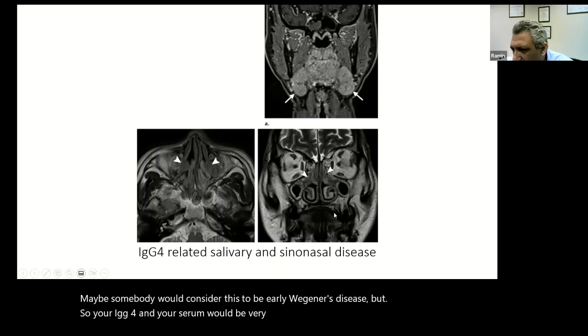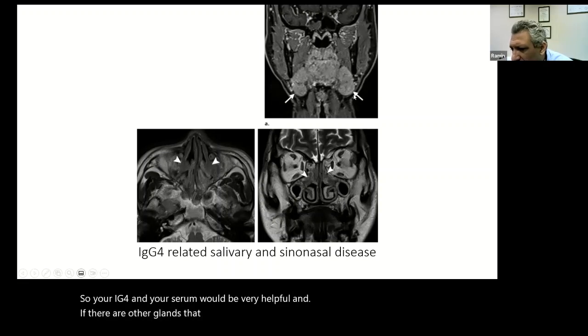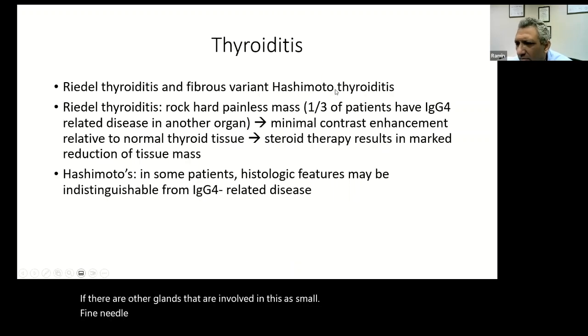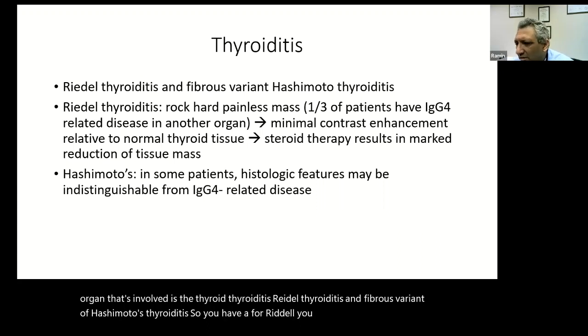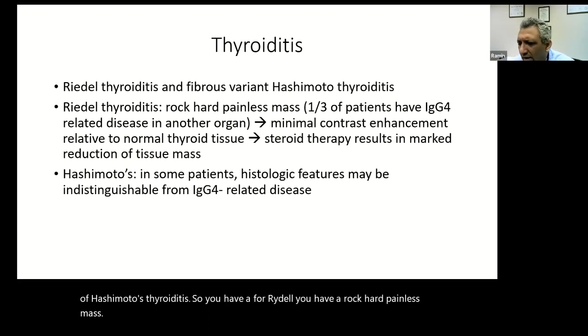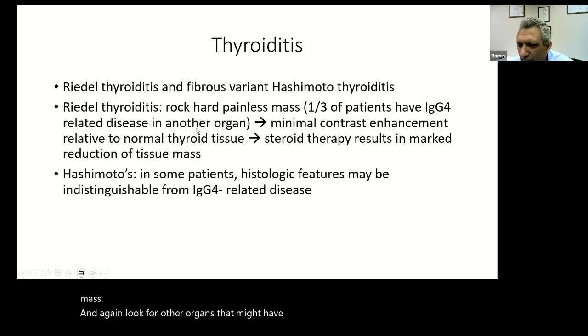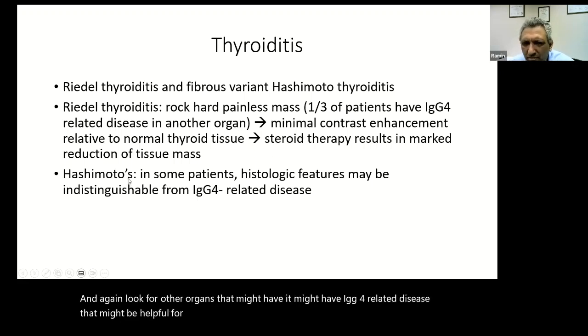But your serum IgG4 would be very helpful. And if there are other glands that are involved, a small fine needle aspiration biopsy might be helpful. Going to another organ that's involved, the thyroid: Riedel's thyroiditis and the fibrous variant of Hashimoto's thyroiditis. For Riedel's, you have a rock hard painless mass. And again, look for other organs that might have IgG4 related disease. That might be helpful.